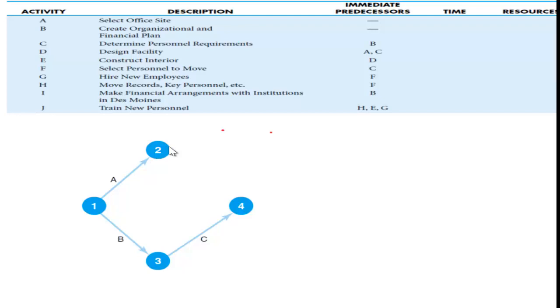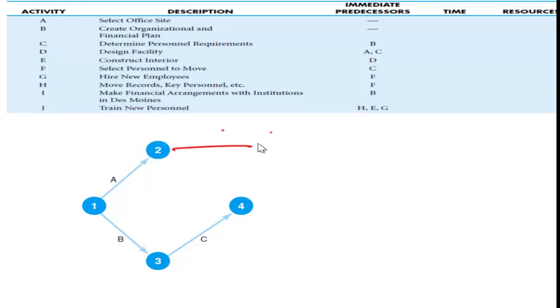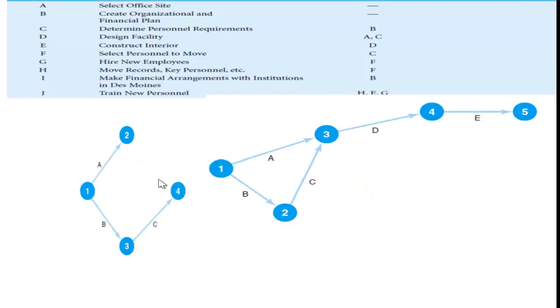So should I show it from here, or should I show it from here? That is my D, but I cannot show it twice. That is a problem. I cannot show it twice in a network diagram. So I have to combine these two into one node, which will then lead to the D, right?